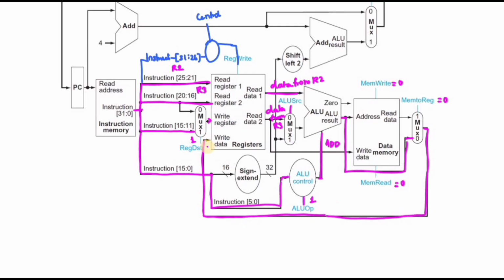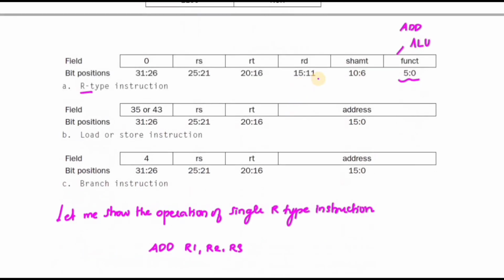The register destination must be equal to 1. Therefore, instruction bits 11 to 15, which represent the address of the destination register, go to the write register. Here register write is also equal to 1. Therefore, I can write that value.